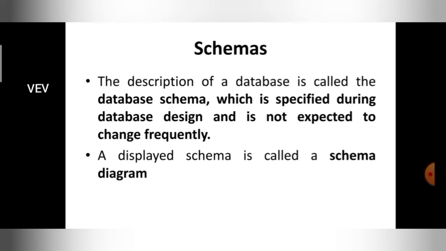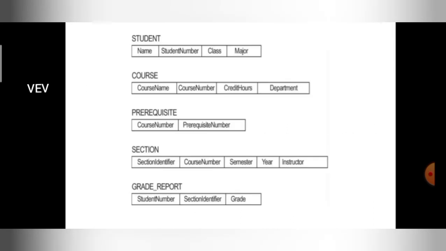So schema is nothing but a description of a database. While designing the database, I am going to define the schemas. For example, consider that I am creating a university database. What can be the description of a university database? It can contain a student table, the information of a course, the information of the section, and the information of the grade report.